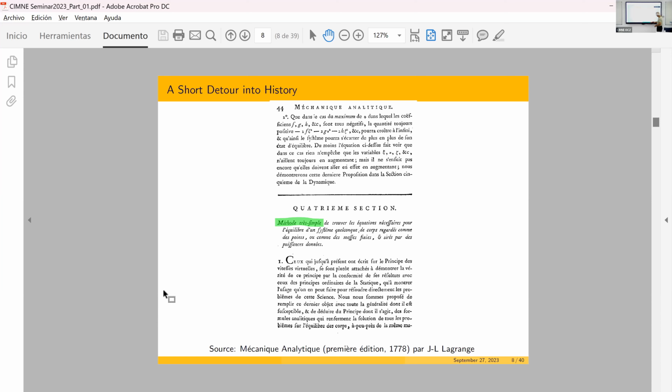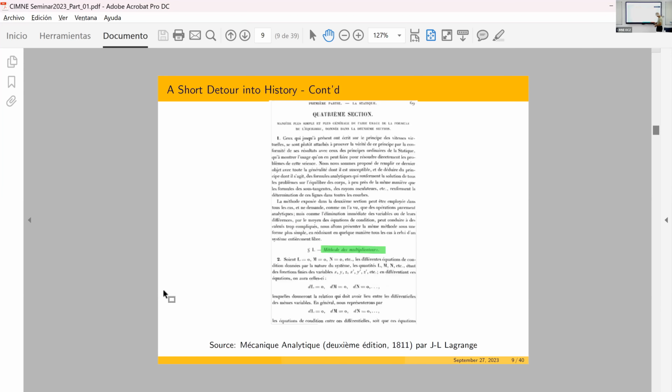And that's the first edition. The second edition is two years before he died. He passed away in 1813. He had a revision, a second edition. There he changed the name to method of multipliers. And let me tell you, I read this whole section four, chapter four, in both editions about 20 times to understand what he really meant.